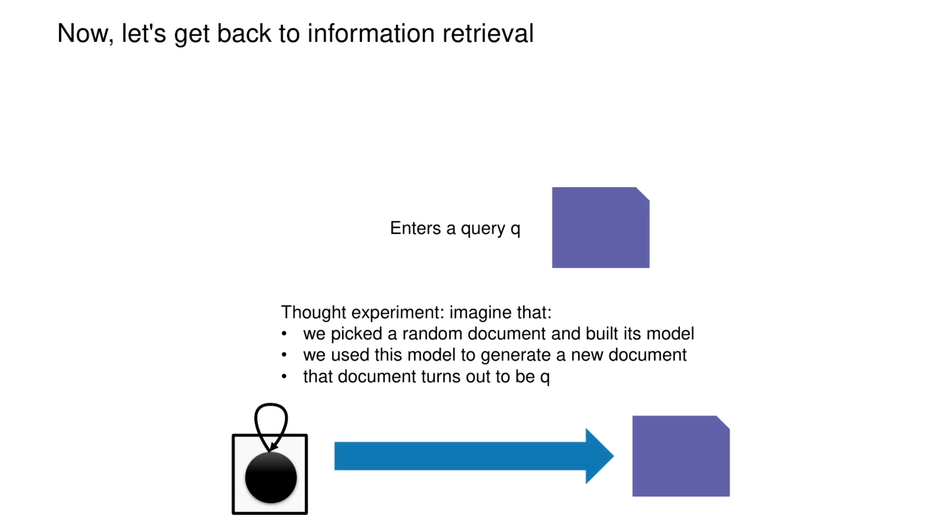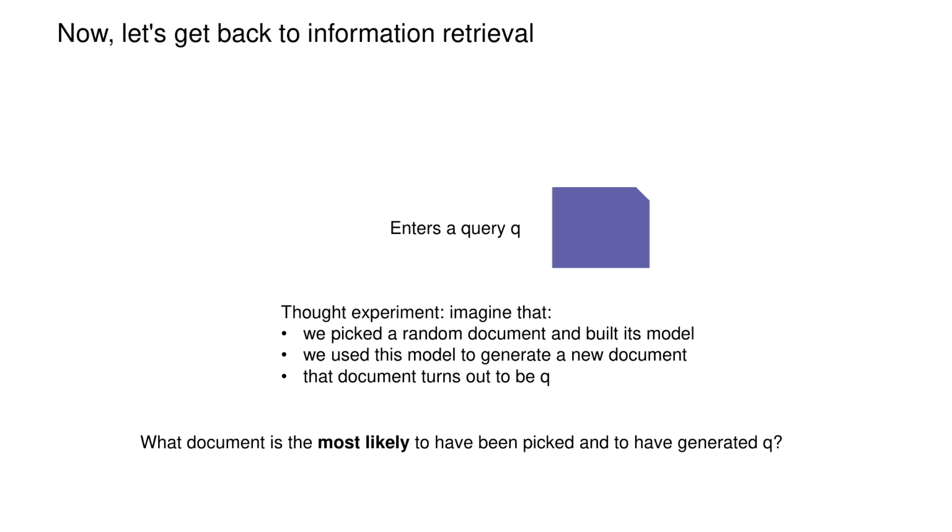Incredible, right? And so we asked the question, what document is the most likely to have been picked and to have generated Q? So it's a conditional thing, conditioned on the fact that you've been informed that the document that was generated was Q. What document has the highest likelihood of having generated Q?